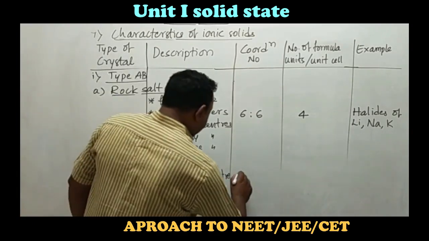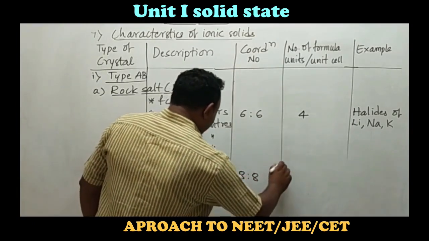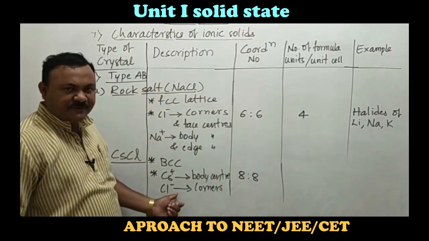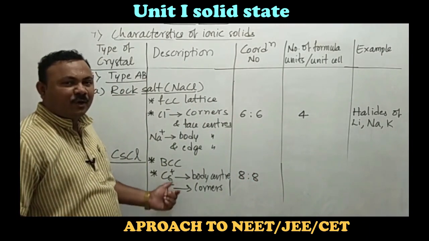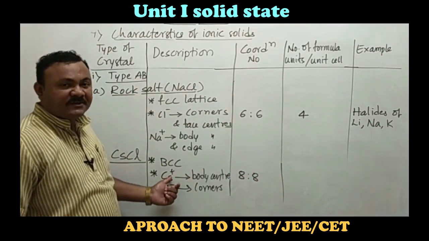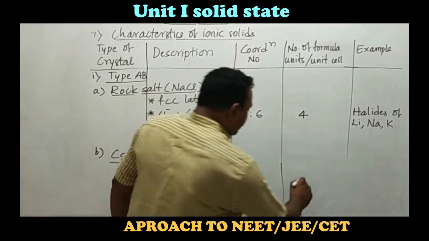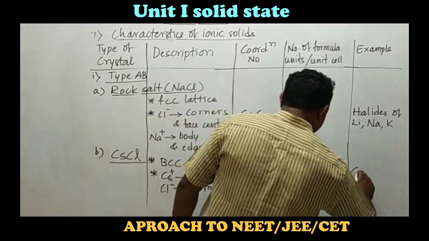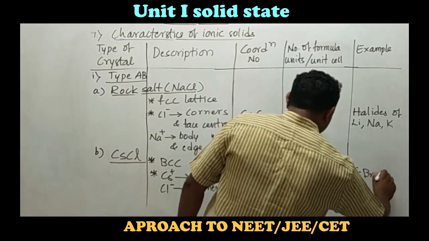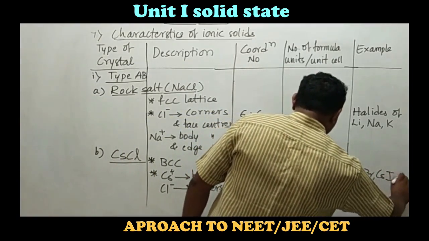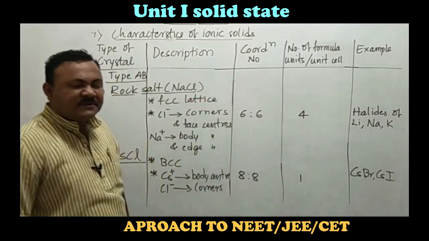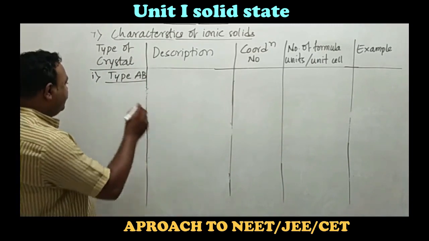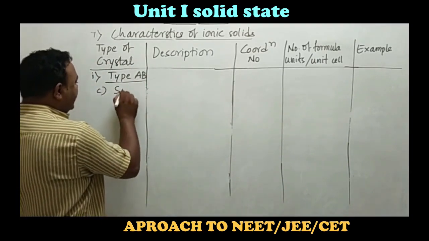Coordination number 8:8. It means each cesium plus ion is in contact with 8 Cl minus ions, and each Cl minus ion is in contact with 8 cesium plus ions. Number of formula units we are getting 1. Example, we can take all the cesium halides like cesium bromide, cesium iodide, etc. Let us move to the third example for the salt of type AB. Sphalerite.